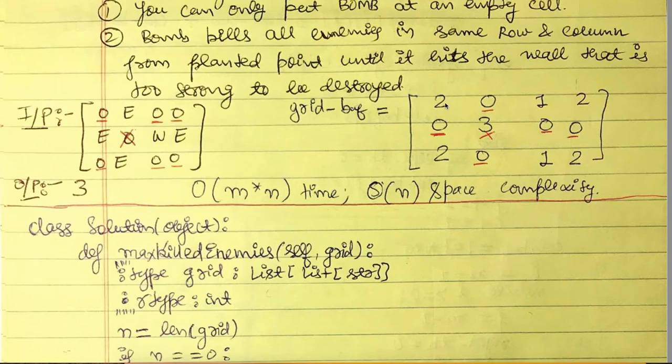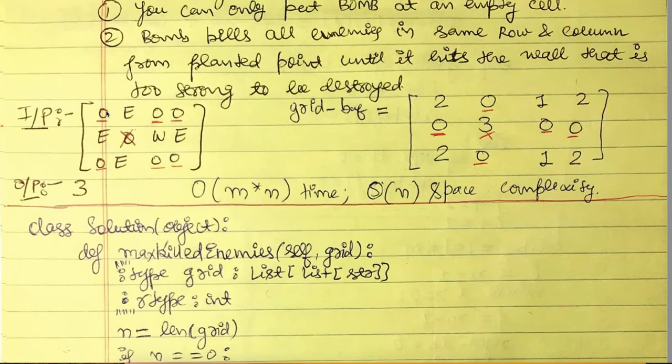And let's say for every point we will write the number of enemies which can be killed by placing the bomb at that place. So first of all, we know that we cannot place a bomb at a place where there is an enemy E or a wall W. So all the indexes with E or W will be 0. So here you see we keep 0 for all the W and E.